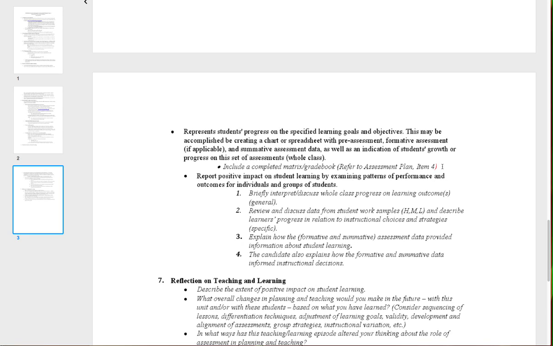And make sure that you have a legend at the bottom. So if you use check, minus, check, plus, check, or smiley faces, or numbers, or letters, that it explains what those mean. Generally, you want to keep to the terms below standard, at standard, above standard. And that way we know how students are doing. So that's the first part of this analysis of student learning, is that you collect your data.